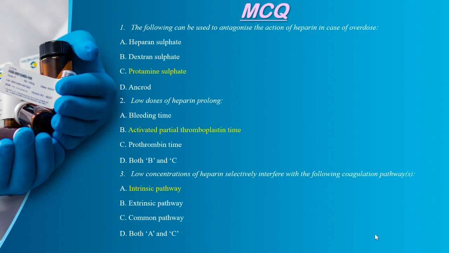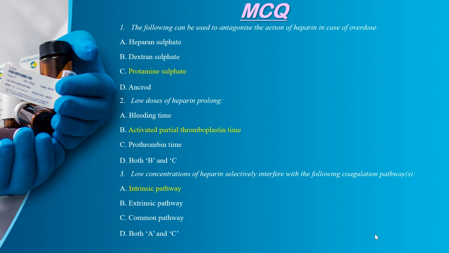Now, we will see some MCQs related to this topic. The first: the following can be used to antagonize the action of heparin in case of overdose. Option A, heparin sulfate; B, dextran sulfate; C, protamine sulfate; and D, none of the above. So the correct answer is protamine sulfate.